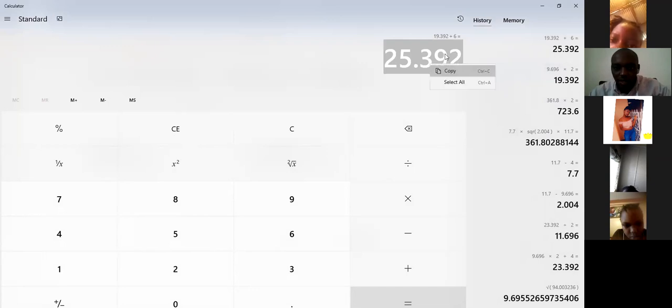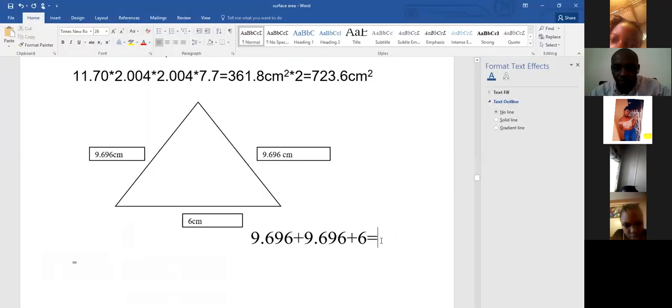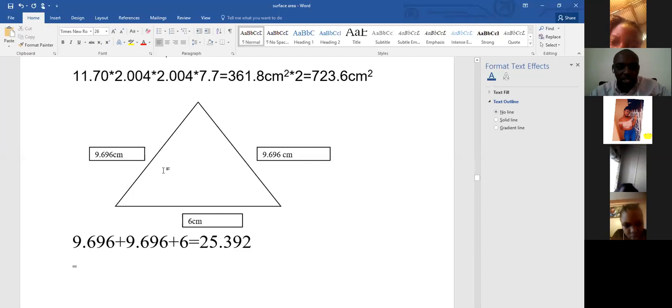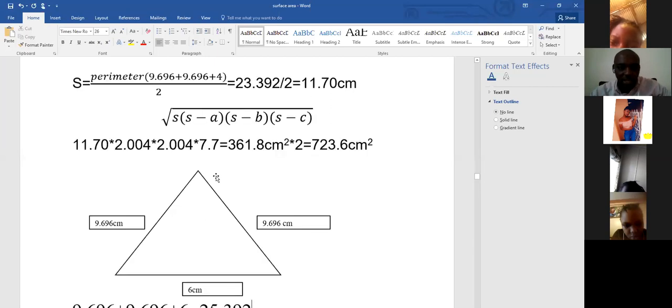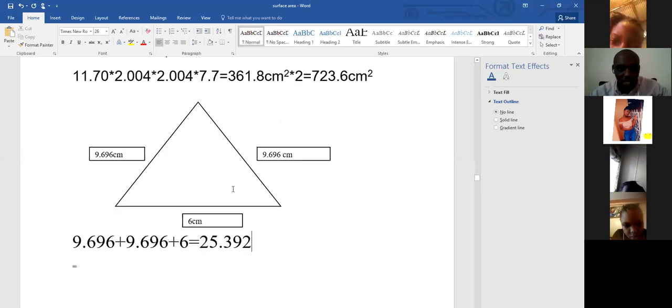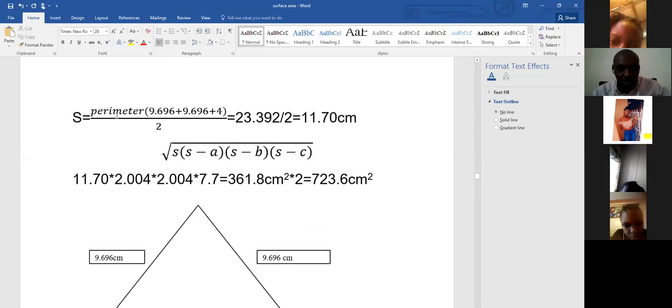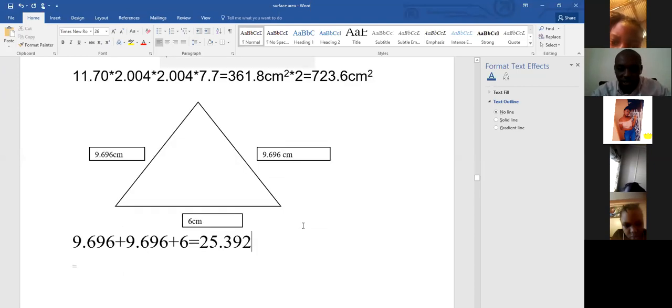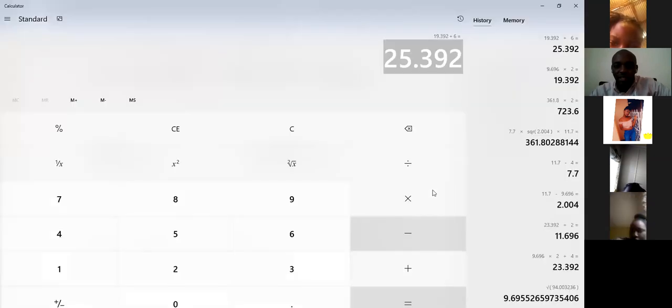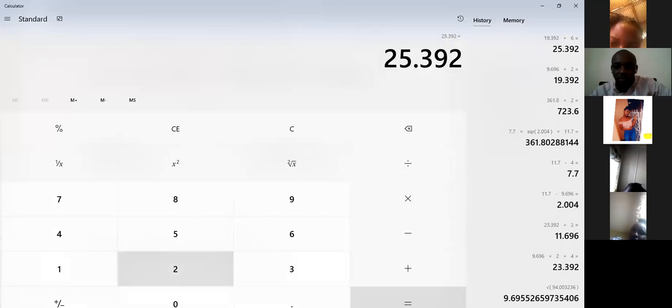I copy that answer here. Yes. So there's the answer here. Remember, this one is S. This one is a perimeter. So the perimeter I have to divide by 2, because you say S is equal to perimeter divided by 2. This one I divide by 2 to get S. So my S is equal to, I come to the calculator and then I just divide this answer here by 2.